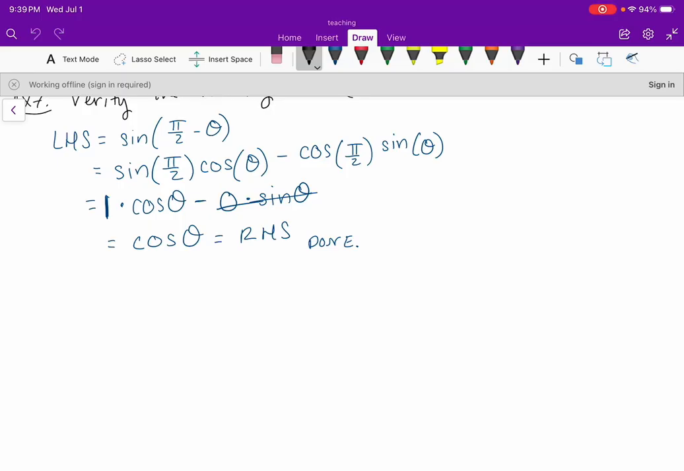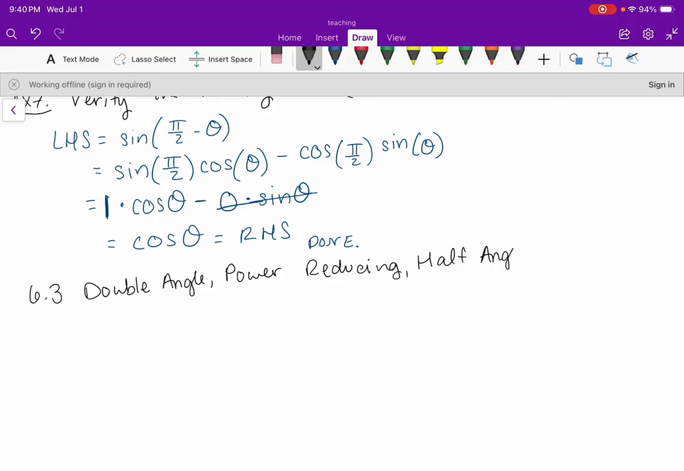I know your book calls them formulas, but a lot of other books will call them identities. So in this one, we're going to talk about the double angle, power reducing, the half angle, identities, or formulas.